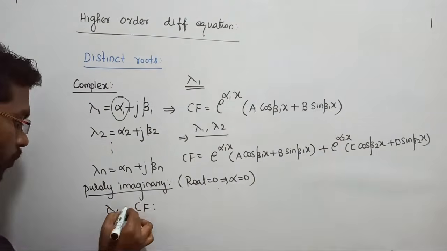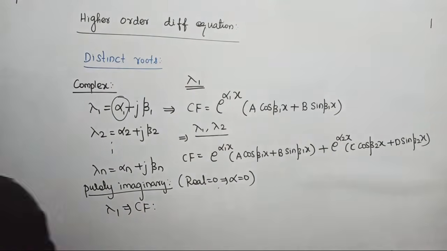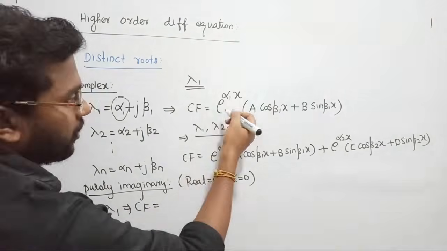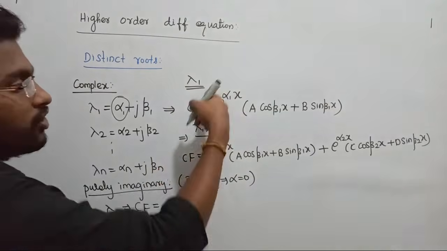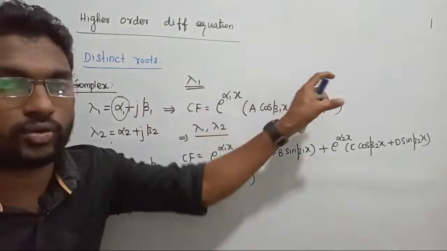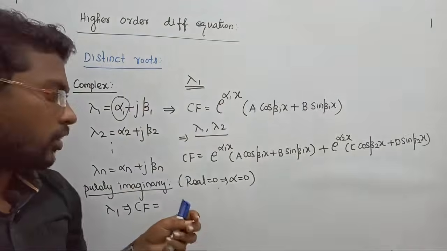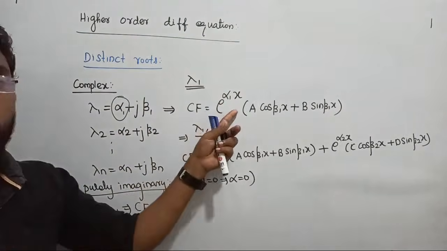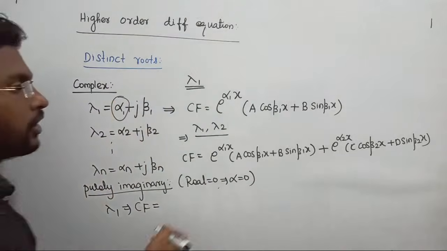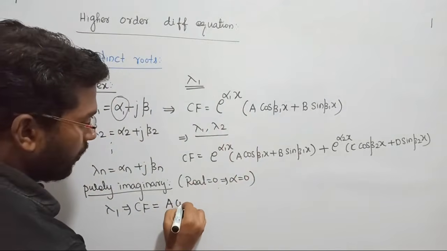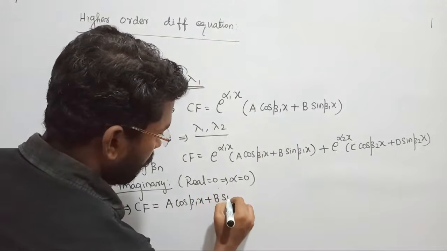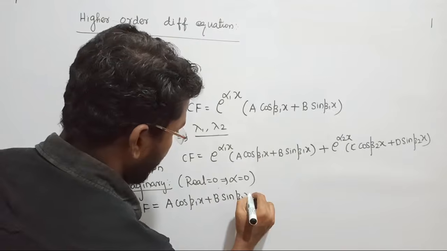Taking this function for the complementary function, first I am considering only one root. Alpha is 0, so e power 0 is going to be 1. Just replace alpha by 0 in your complex root to obtain purely imaginary, because the real part becomes 0. So the complementary function is A cos beta 1 x plus B sine beta 1 x.